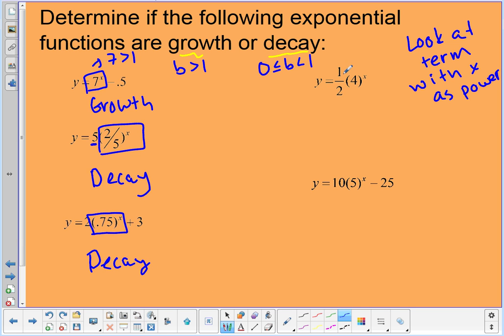Number 9, now I'm looking at 4 to the x. Again, I'm really ignoring the starting values. Starting value of 5, starting value of 2, starting value of a half. I don't care so much about those if I want to determine growth and decay. I really care about the term that has the x as the power. So in number 9, 4 to the x, 4 is bigger than 1, so this is a growth question. And then in number 10, here's my term with x as the power. 5 is bigger than 1, so again, this is a growth question.